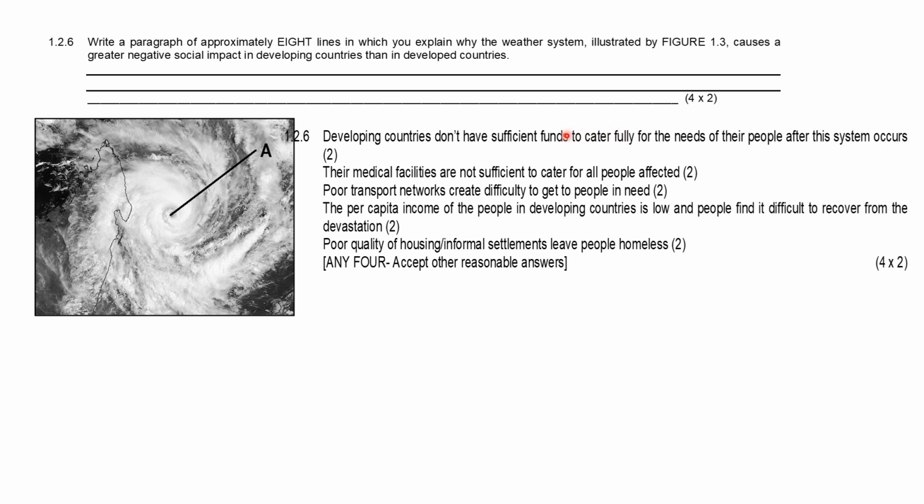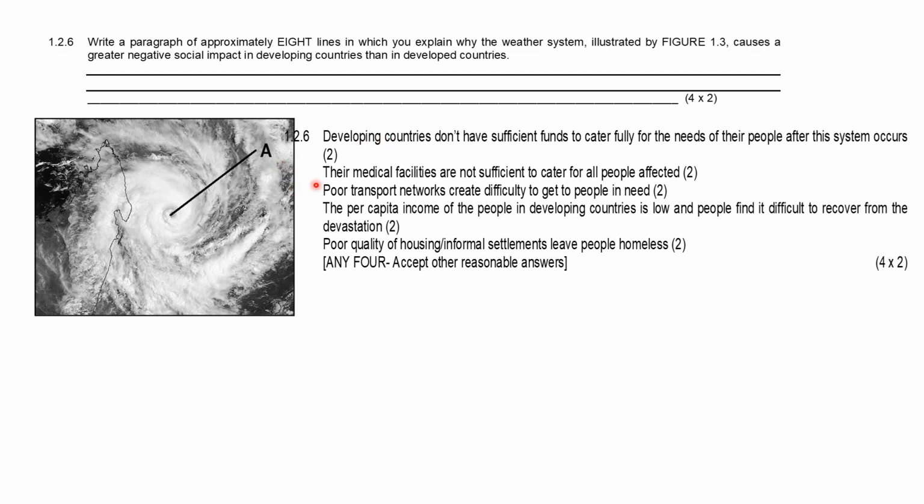Remember, this system caused flooding. This flooding can displace people. People can lose their homes. Remember, in developing countries, there are a lot of informal settlements, which can easily be affected by the floods. So these countries don't have enough funds to cater for the people's needs after this weather system has occurred. That's one way.